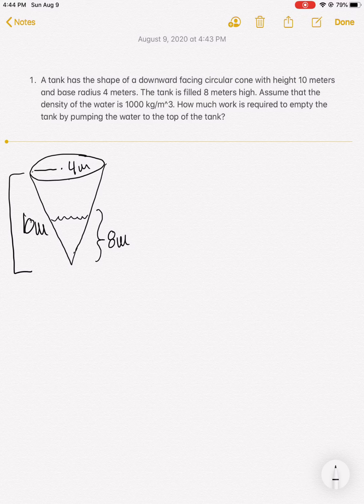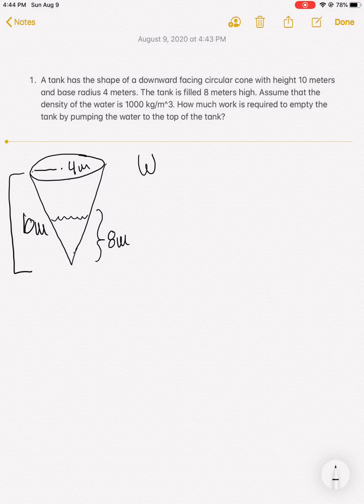So the best way to start this off is to draw a figure so you have a visual. I've already done that, where you can see that the 10 meters is the entirety of the height of the cone with the 4 meter base radius, and the water is up to 8 meters high. So starting off, we need a formula that goes with this question.